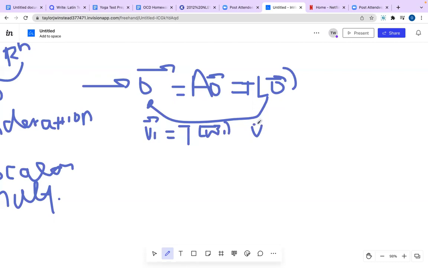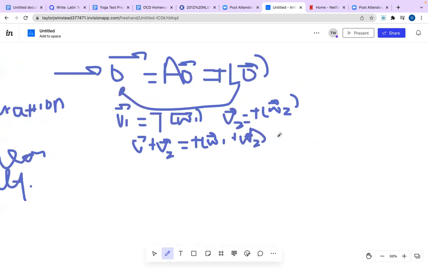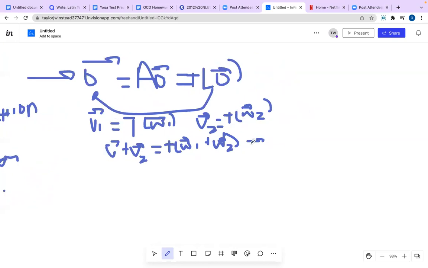And they've got V2 is equal to, surprise, surprise, T of W2. If we add these two together, we get that V1 plus V2 equals T of W1 plus W2, right?